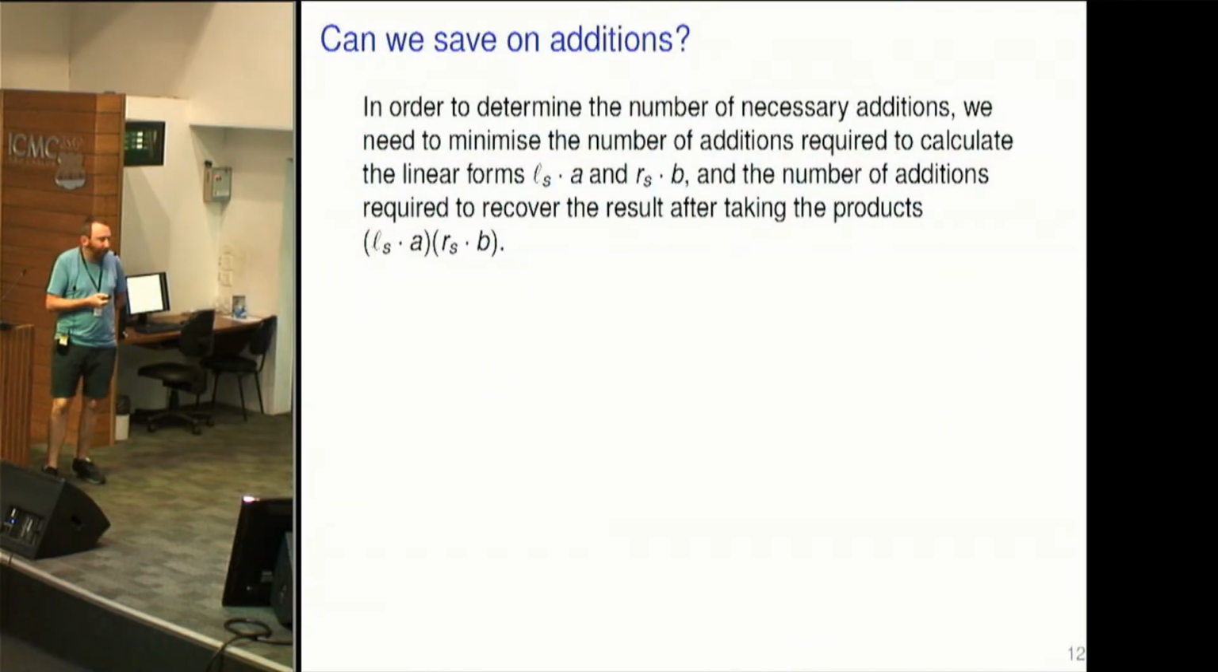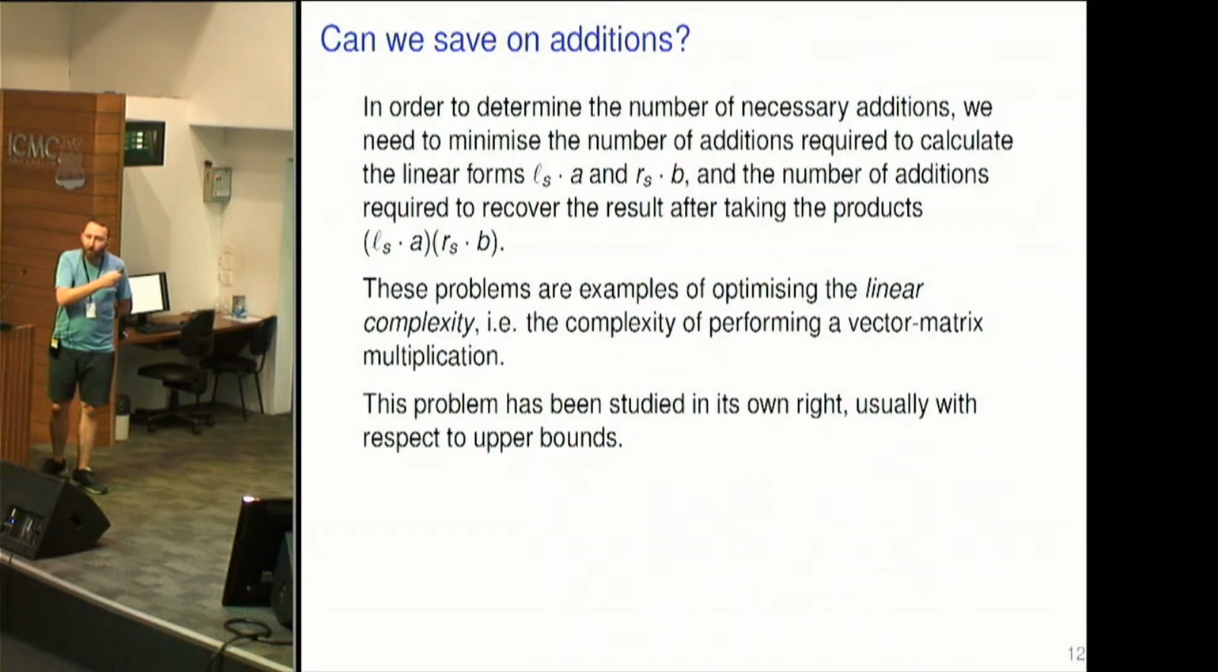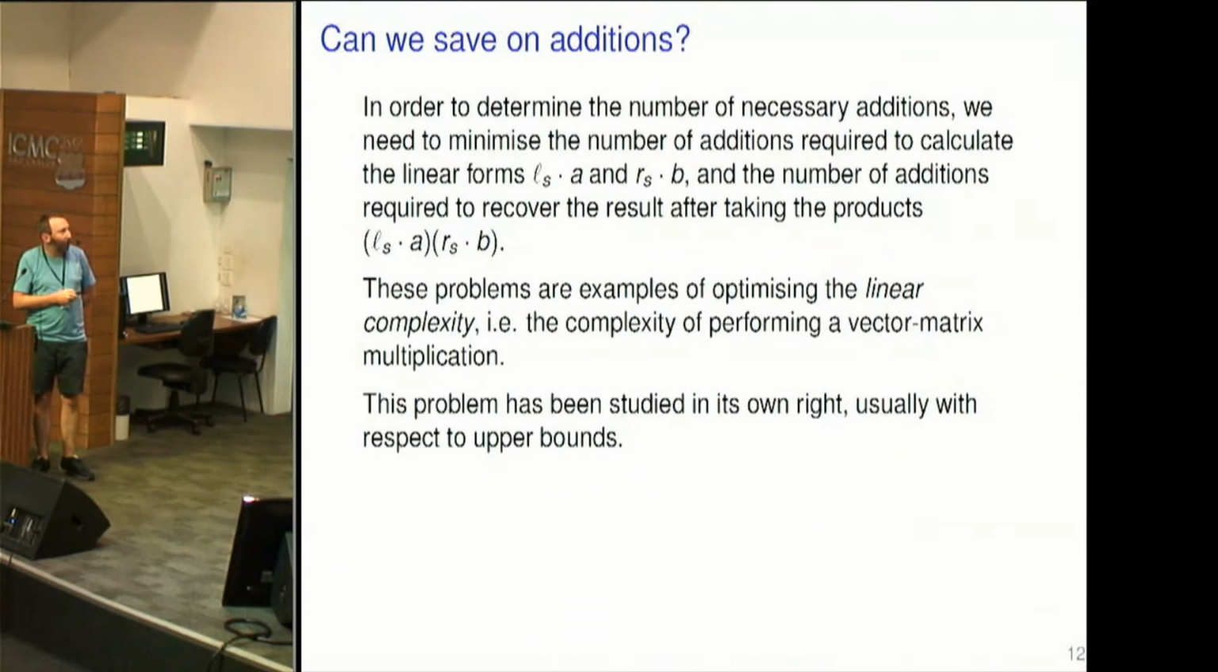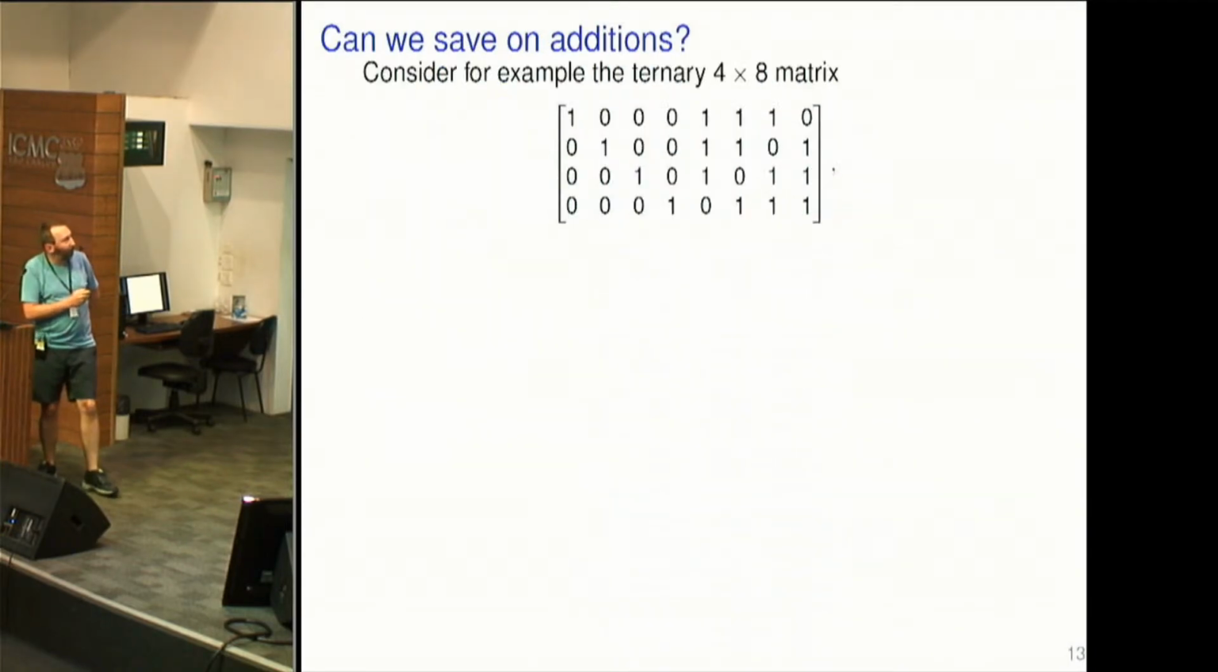So that's if we wanted to save on multiplications, we need to study the tensor rank. If we want to save on additions, well, basically it boils down to a problem of the complexity of performing a vector matrix multiplication. So basically, I want to find all these linear forms, or I want to multiply my vector A as a row times my matrix L. And this is something that's been studied a lot in its own right, usually with respect to upper bounds and so on. So I'll just give an example to see how this actually works.